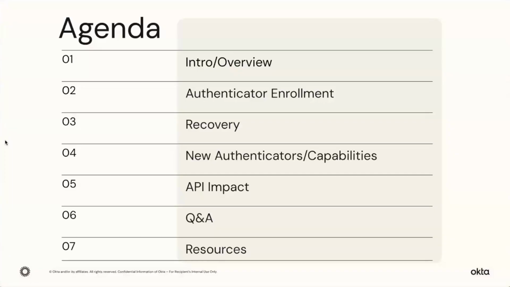And just quickly, the agenda for today. We're going to start out with a brief intro and overview. We'll talk about authenticators as it relates to authenticator enrollment policies, impact on recovery flows. We'll discuss some of the new authenticators and new capabilities for existing authenticators. We'll go through the API impacts of that, including some new APIs that are available. As I said, we will try and leave time for Q&A, and then if there's time, we'll go through some handy resources that are available to you out there.